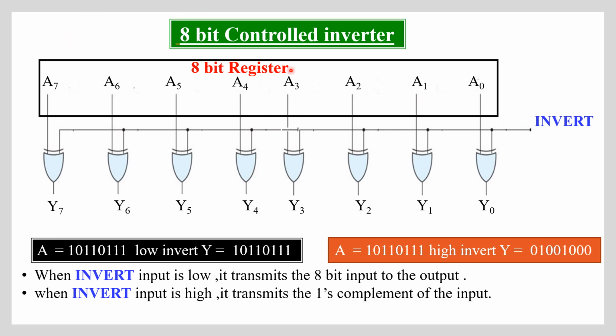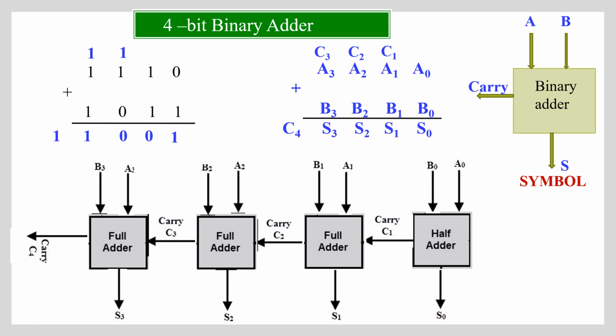The controlled inverter is also called a programmable inverter. This circuit can be used in solving arithmetic and logic problems. We have seen adder circuits, that is the half adder, which can add 2 bits of data, and the full adder, which adds 3 bits of data. Now let us see how to add larger numbers, with a 4-bit binary adder circuit. This is a logic circuit that can add two binary numbers with 4 bits each.